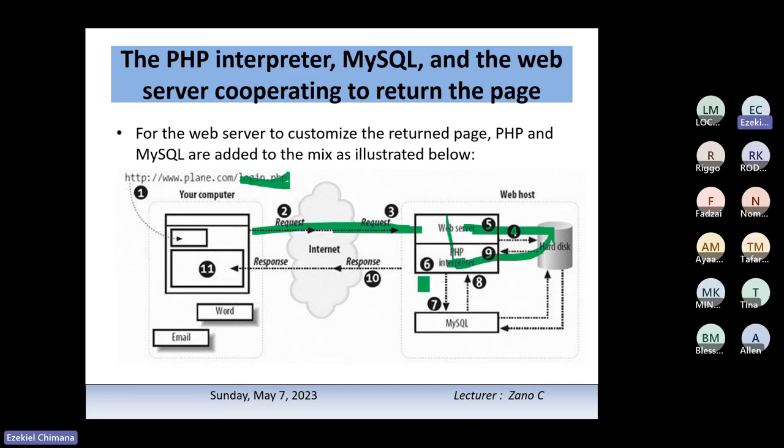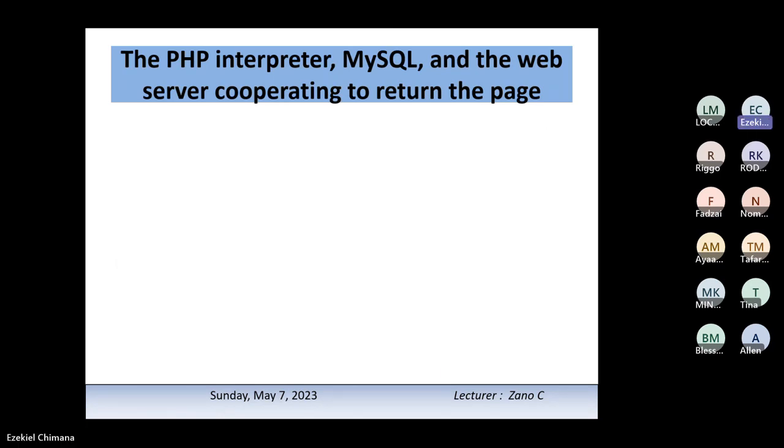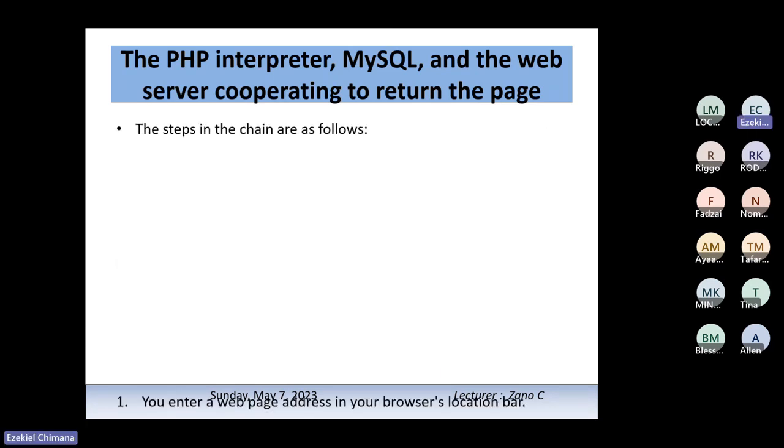So this PHP interpreter, what does it do? It would actually be checking, is this the authentic person to log in? Are these the authentic details that you have supplied? And then it will work with the MySQL and the server to determine that, and then it will send the what? The response. And then it will send the response, just like that. So the steps in this chain are as follows.